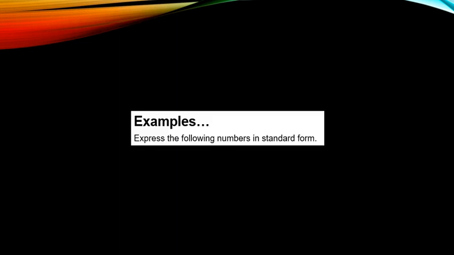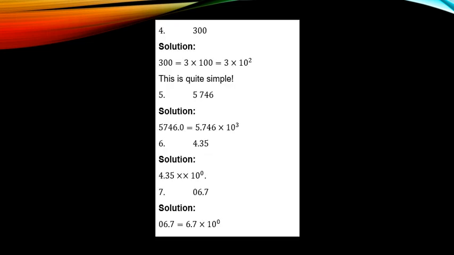Okay, so examples: express the following numbers in standard form. Example 4, you have 300. So we can simply factor out 100. So you have 3 times 100, and 100 is expressed as 10 square. So any number written in this form, where a is 3 and n is 2, is said to be in standard form.